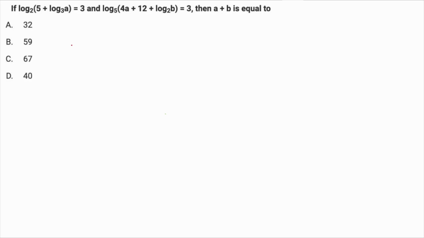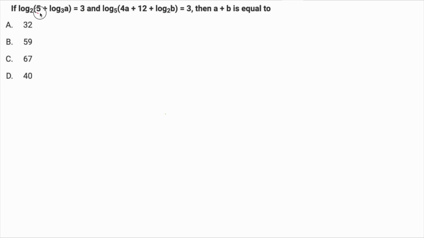Alright guys, so let's start solving. If log of (5 plus log a to the base 3), the whole thing to the base 2, is equal to 3, and log of (4a plus 12 plus log b to the base 2), this whole thing to the base 5, is equal to 3, then a plus b is equal to.